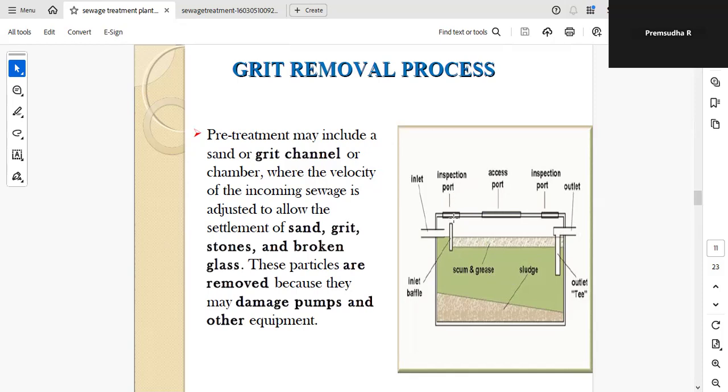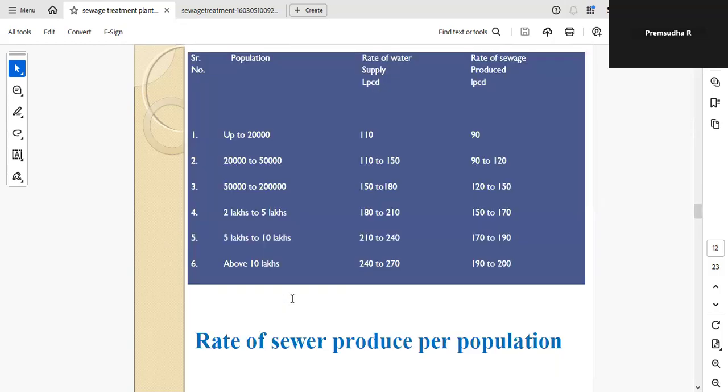Through the inspection port, you can see whether the process is going smoothly. The access port is for any repair work; you have to open this and you can clean the chamber. The pre-treatment may include a sand or grit channel or chamber where the velocity of the incoming sewage is adjusted to allow the settlement of sand, grit, stones, and broken glass. Why do we have to remove these? Because if these particles are not removed, they damage the pumps and other equipment.